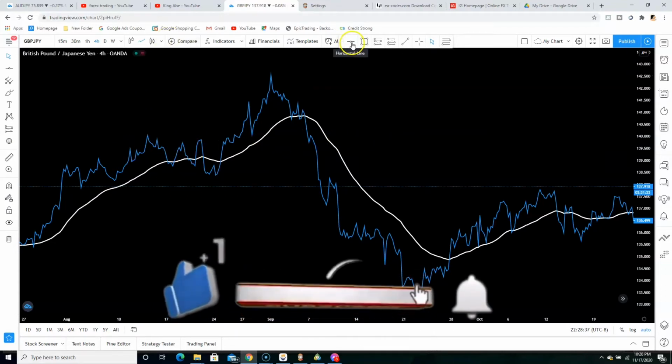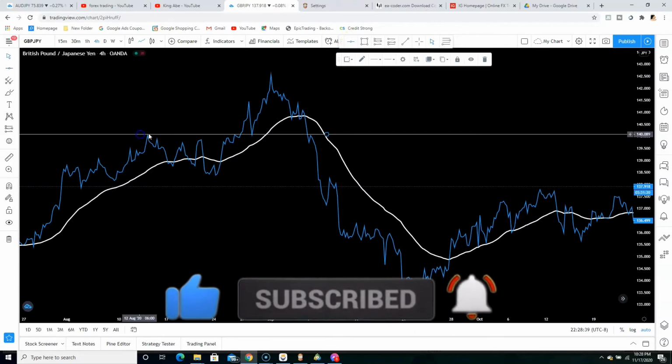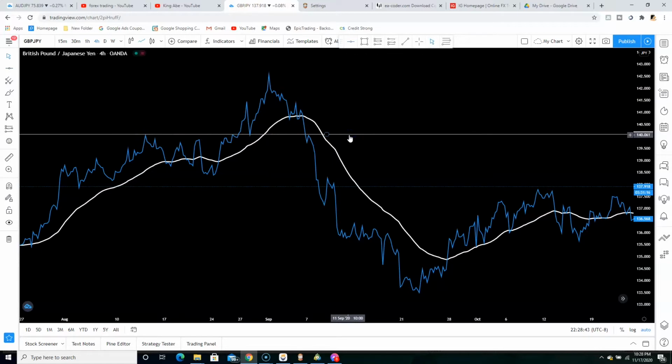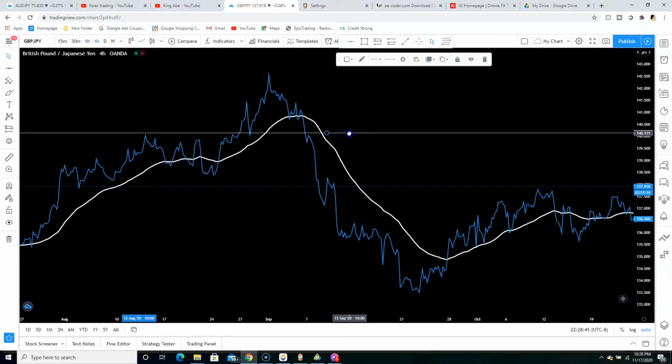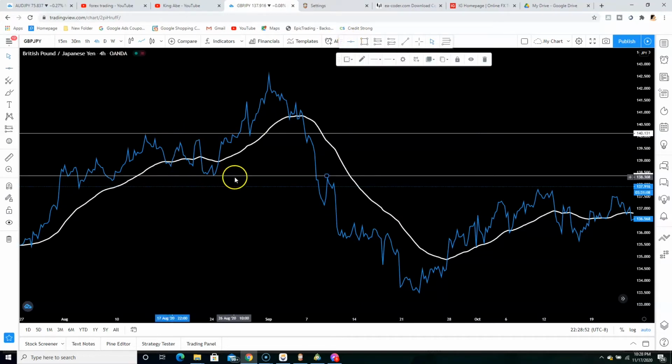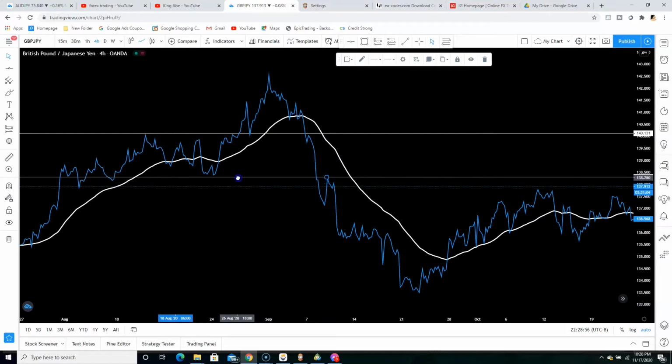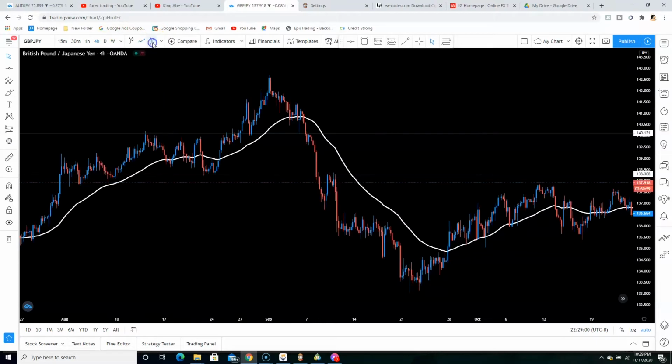So we have this zone right here, this zone right here, and also this zone, and this zone right here. So I'm going to switch back.